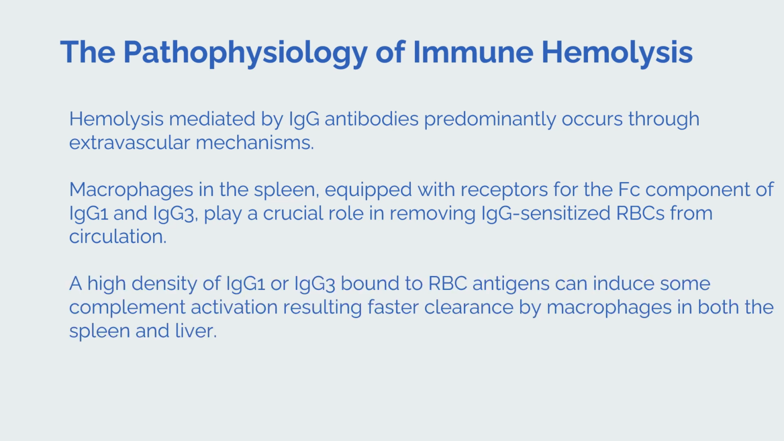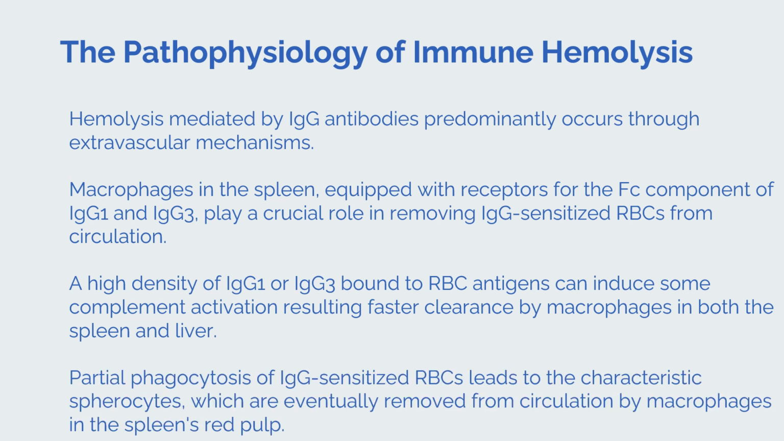While IgG antibodies may not efficiently activate complement, a high density of IgG1 or IgG3 bound to RBC antigens can induce some complement activation. This results in faster clearance by macrophages in both the spleen and liver. Interestingly, partial phagocytosis of IgG-sensitized RBCs leads to the characteristic spherocytes, which are eventually removed from circulation by macrophages in the spleen's red pulp. And there you have it.